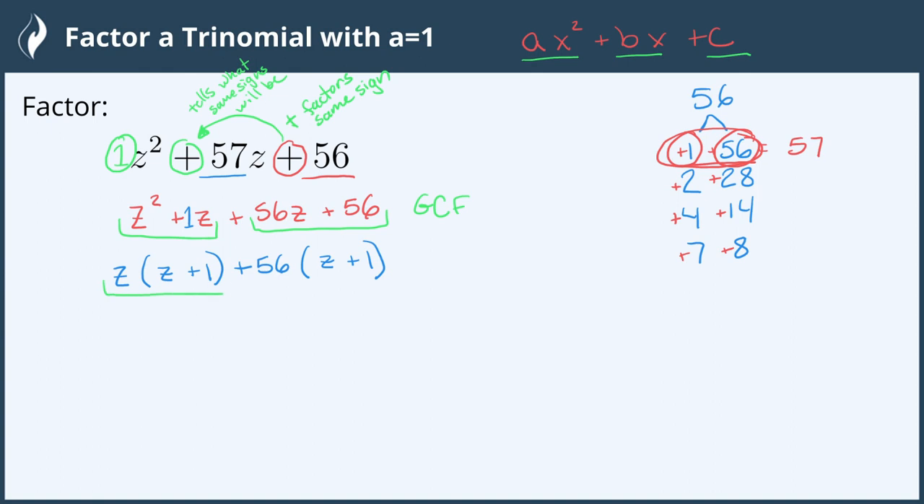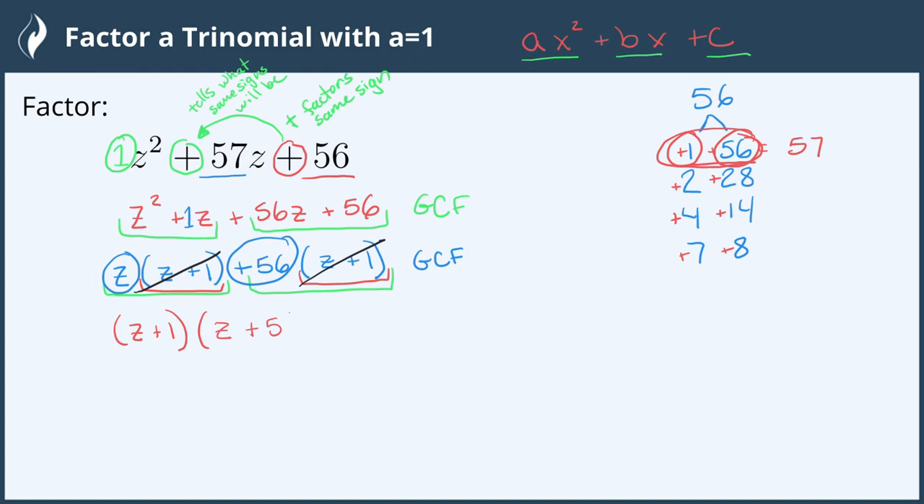Now we have our next set of terms. We have two larger terms, and we're going to again take out the greatest common factor. The greatest common factor of these is the binomial z plus 1. So we'll factor out z plus 1 from both terms, and that leaves us with z and plus 56. So now we know our next binomial is z plus 56. We've now completely factored our trinomial with a equals 1, and we're all done.